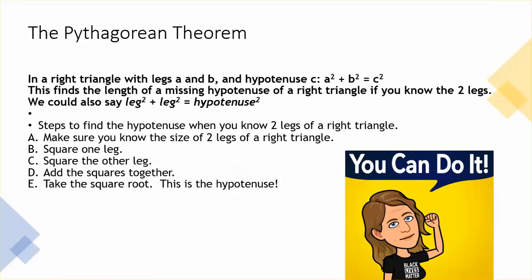You're now ready to try some of these on your own. Again, on the worksheet, in many of them, I used that format where the steps are written out for you. Please go ahead and duplicate that if that's helpful. You square one leg, square the other, add them together, and take the square root.